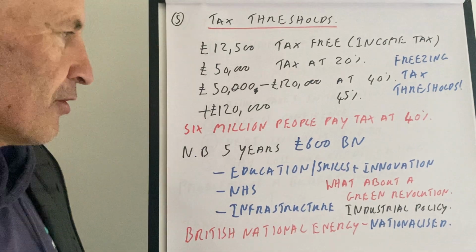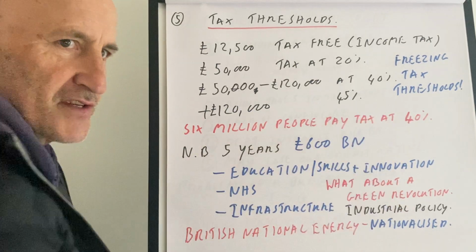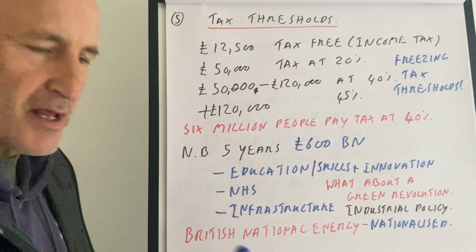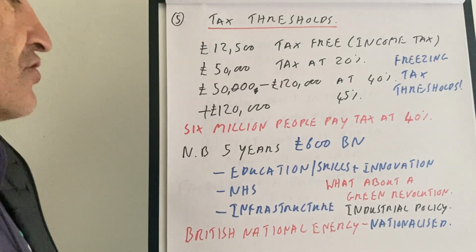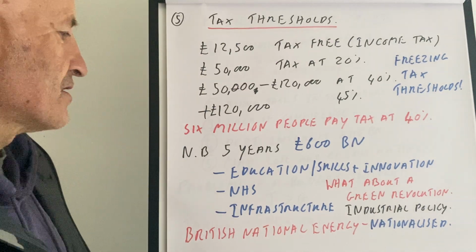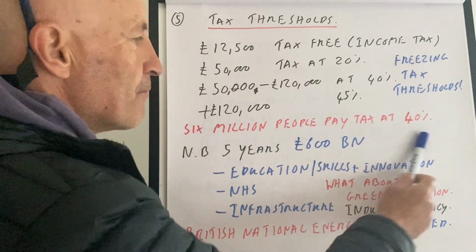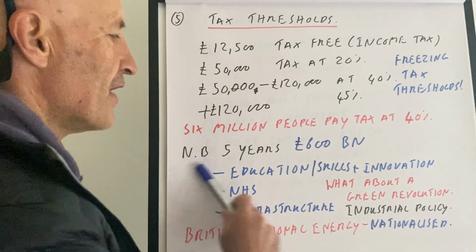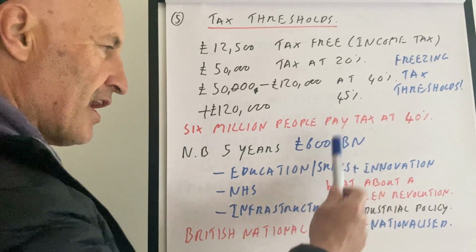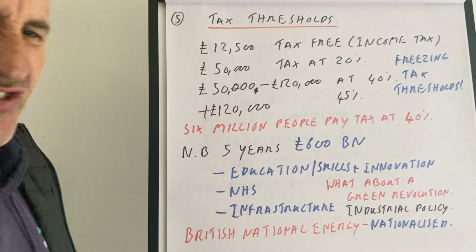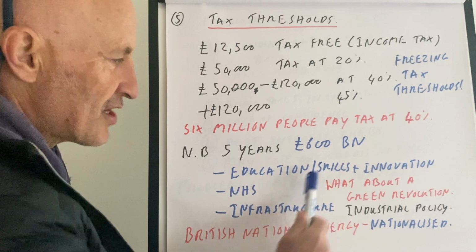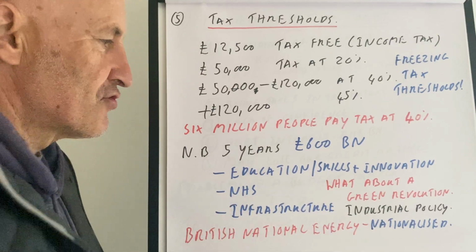Remember, when Liz Truss came along, she wanted to decrease the top rate of tax, which caused an absolute outcry in the country because there's a cost of living crisis, and she's giving more money to the rich with the idea that you would increase enterprise. Right, so 6 million people now pay tax at 40%. Over the next 5 years, we're going to spend £600 billion. That is like a bit of a traditional Keynesian response on sorting out education, skills, NHS and infrastructure.